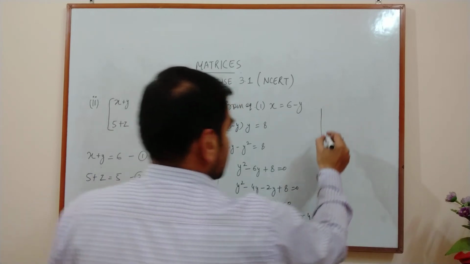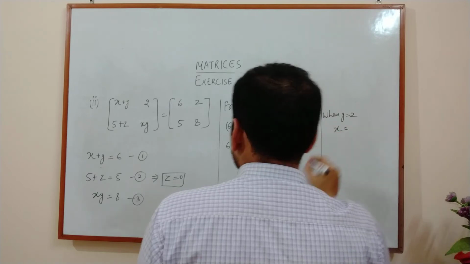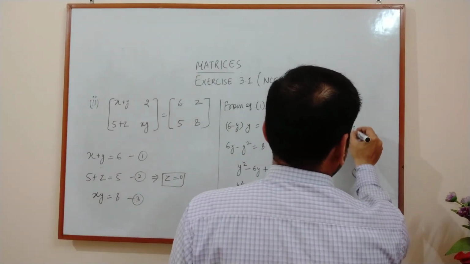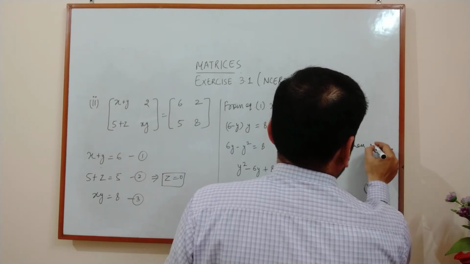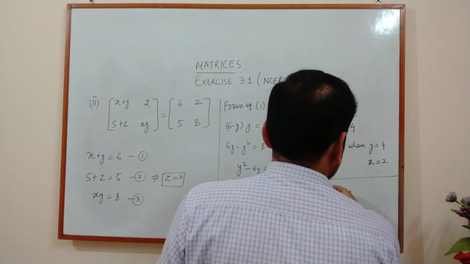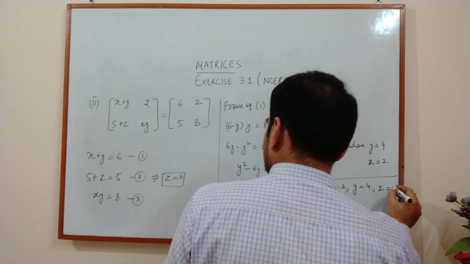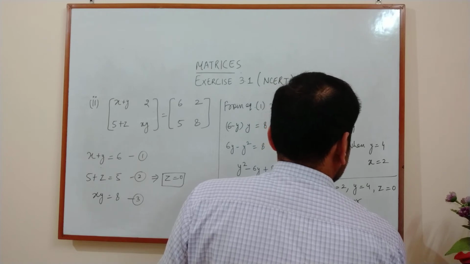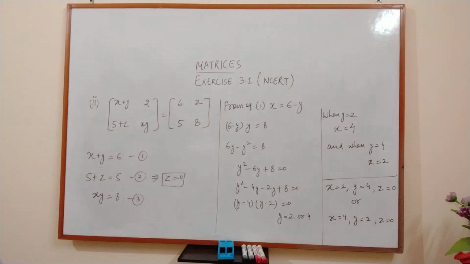So when y is equal to 2, the value of x will be, because we know that x plus y is equal to 6, 6 minus 2, that is 4. And when y is equal to 4, the value of x will be 2. So here you can say the answer is x is equal to 2, y is equal to 4, and z is equal to 0, or x is equal to 4, y is equal to 2, and z is equal to 0. So these are the values of x, y and z. There are two possible solutions.